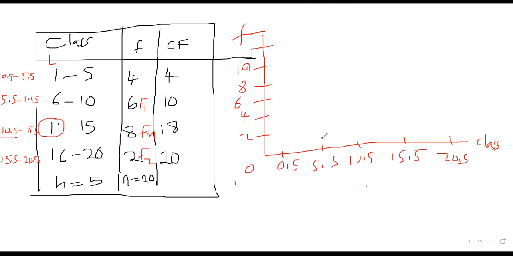So now we get these against the frequencies. 5.5 against 4, you put 10.5 against 6, 15.5 against 8, and 20.5 against 2. You can come up with an ogive from here using the upper bounds against the frequencies. You can also come up with what we call the cumulative frequency curves using the upper bound against the frequencies.